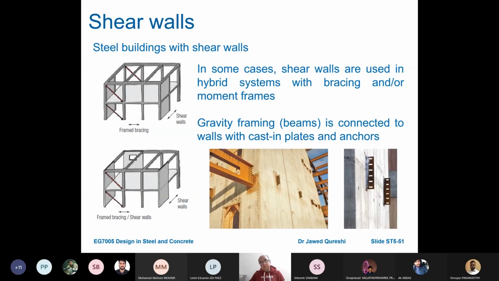Gravity framing beams are connected to shear walls with cast-in plates or anchors. This is how gravity framing is connected to the shear wall. But make sure that the gravity framing is connected. If the wall is not connected to the frame, then it will not provide the capacity which is needed.